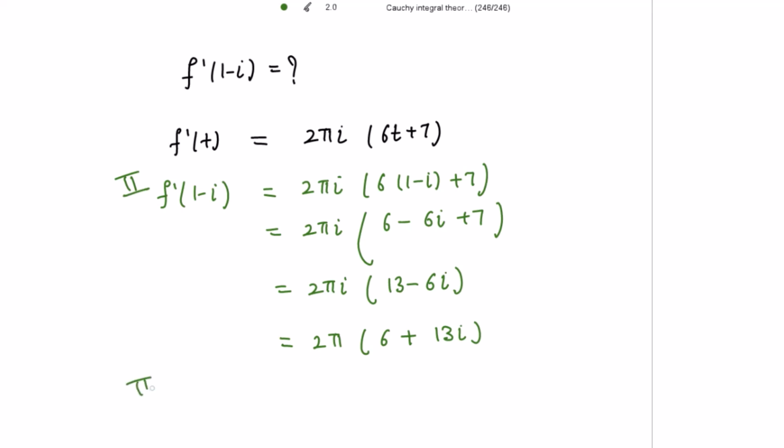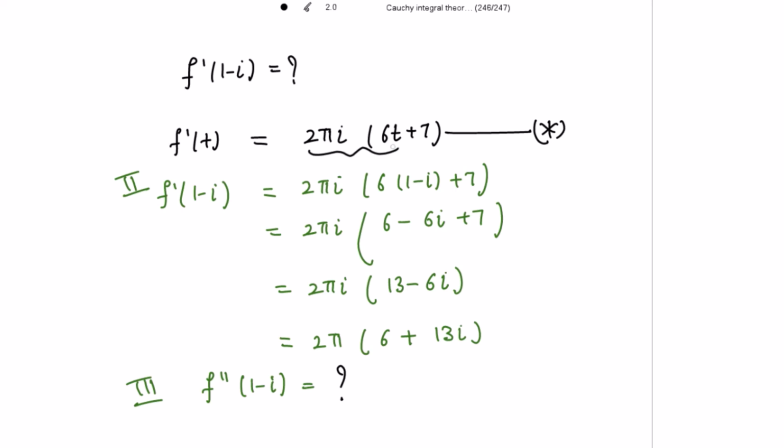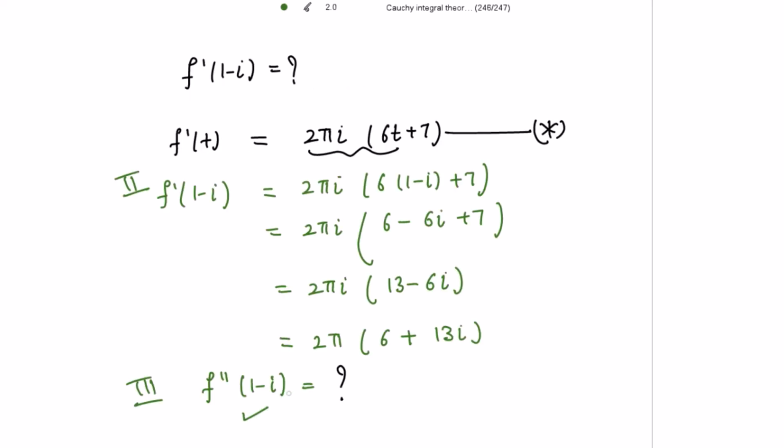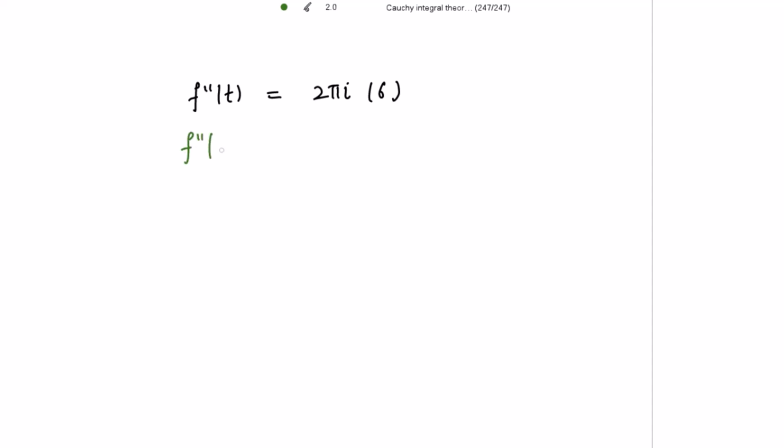And to get the third part, that is f double derivative at 1 minus iota, for this we need to differentiate this with respect to t. So differentiating star with respect to t, we get f double dash t equal to, from the left hand side, 2 pi iota into 6. To get f double dash 1 minus iota, I am replacing this t with 1 minus iota and there is no t on the right hand side. So straight away you just solve this. This is 12 pi iota. So this is the value for the third part. That is 12 pi iota.